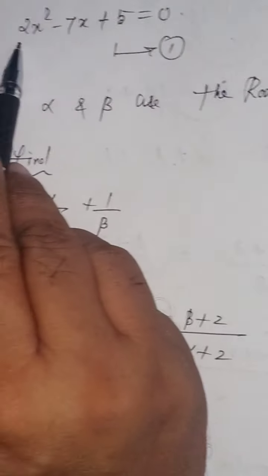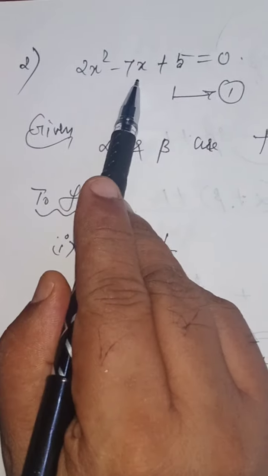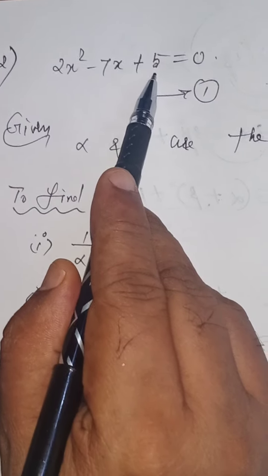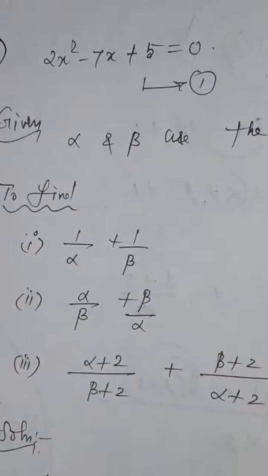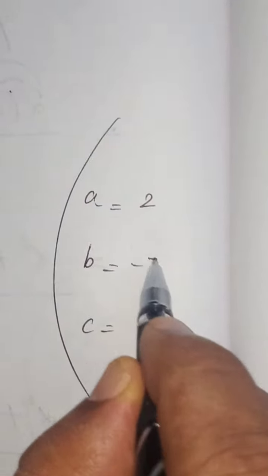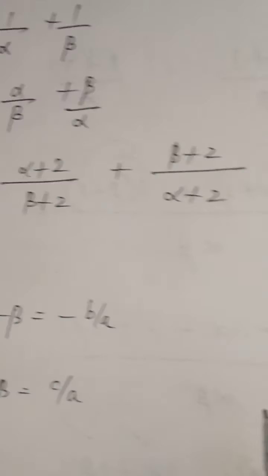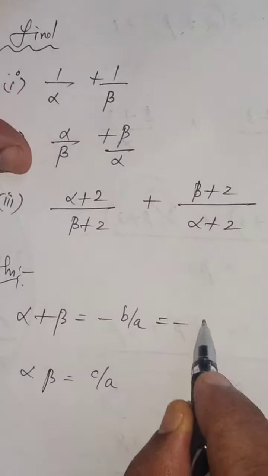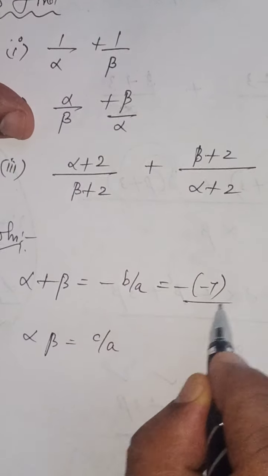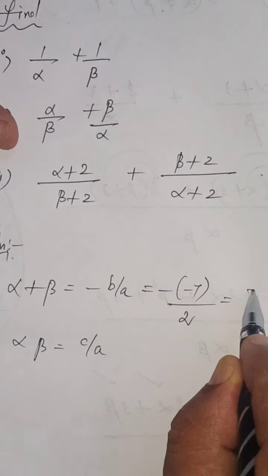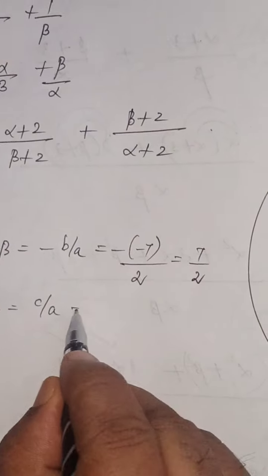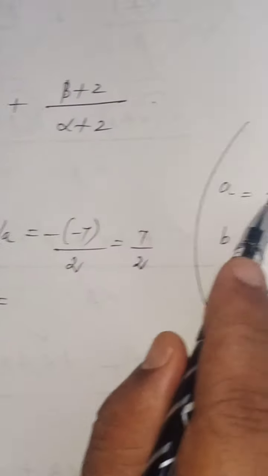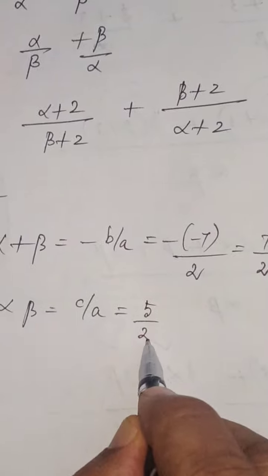A is the coefficient of x square, that is 2. B is the coefficient of x, that is minus 7. And c is the constant term, 5. Alpha plus beta is minus b by a, that is minus of minus 7 divided by 2, which equals plus 7 by 2. Alpha beta is c by a, 5 by 2.